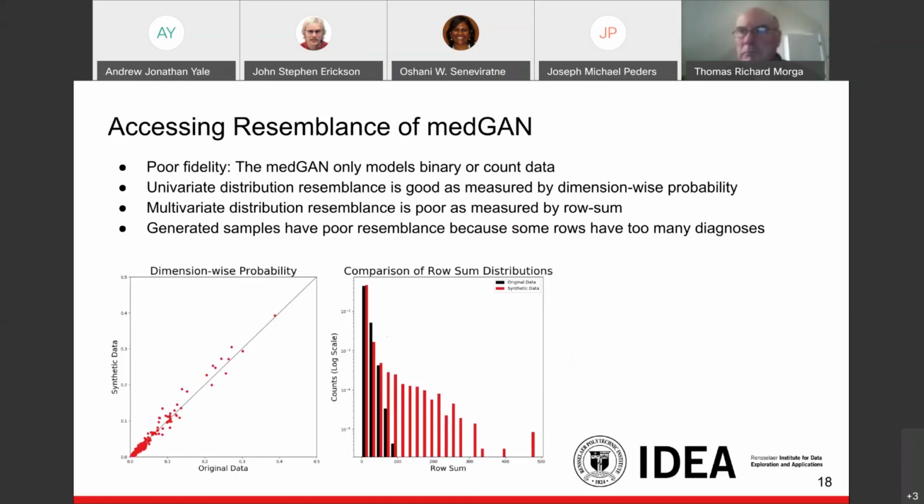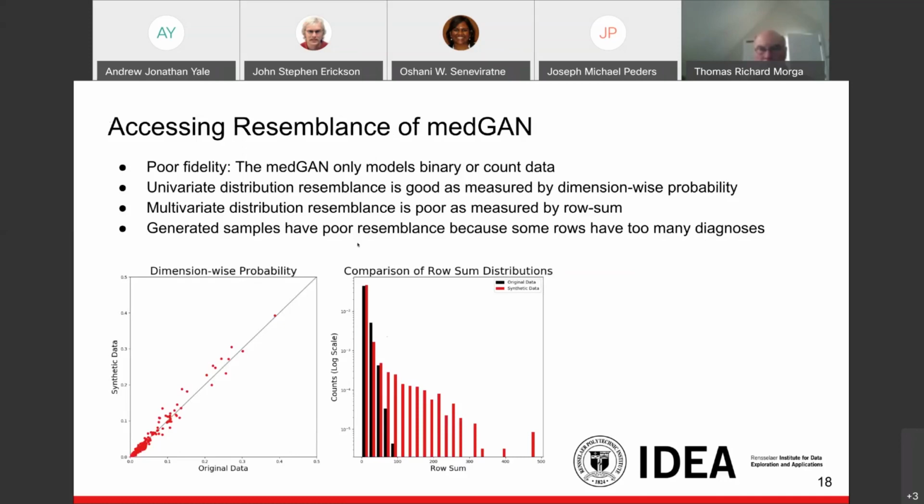We first looked at this, but we realized that it had poor fidelity. It was only using binary or count data, and specifically that data was diagnosis codes. If you think of a matrix, each row is a patient and each column is a diagnosis code, and the cell was either binary, whether they got that diagnosis or not, or, in the count version, the number of times they had that diagnosis code.